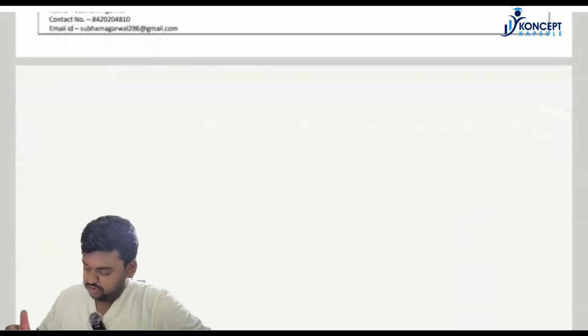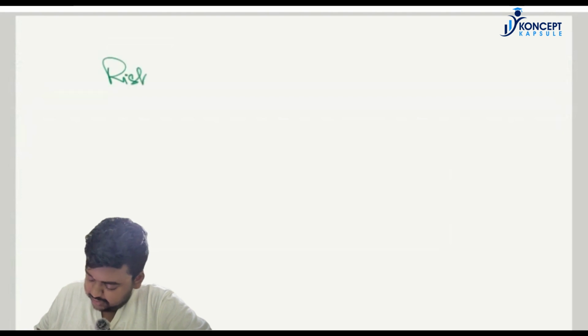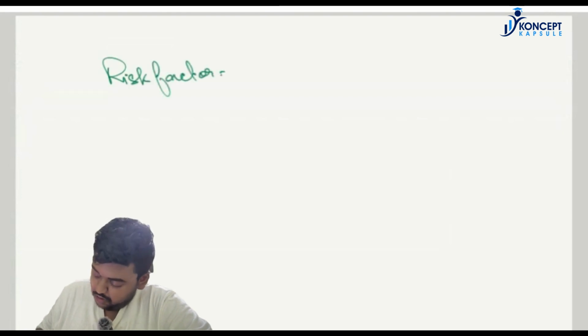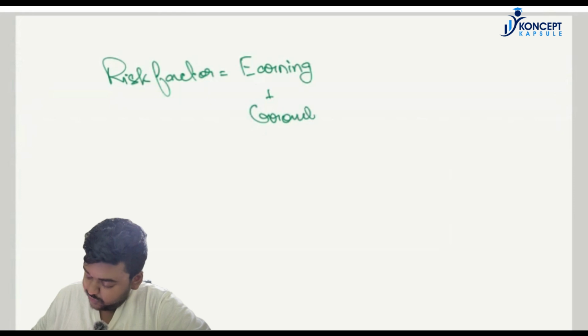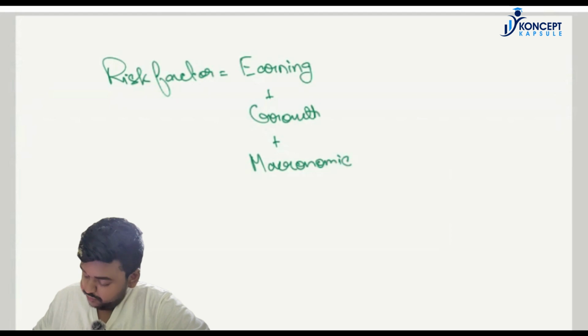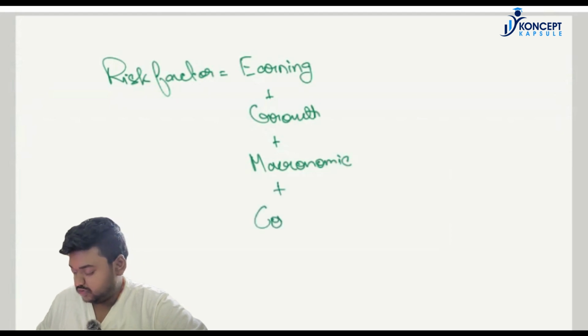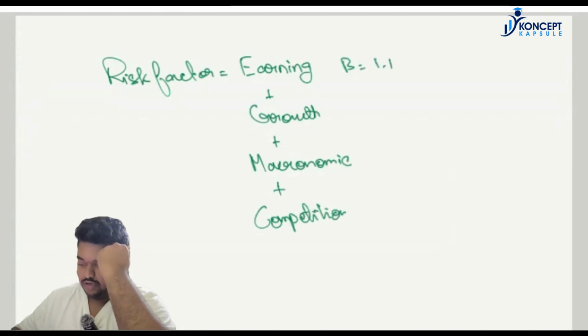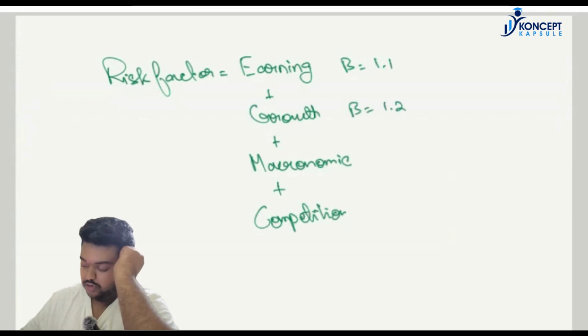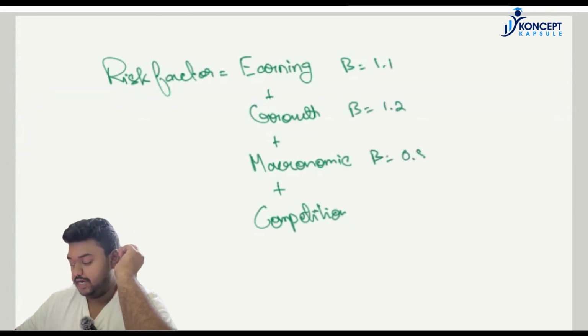Suppose the risk factors are earnings, second is growth, third is macroeconomic, fourth is competition. If we assign the beta of earnings as 1.1, growth beta as 1.2, macroeconomic beta as 0.8 and competition as 2.